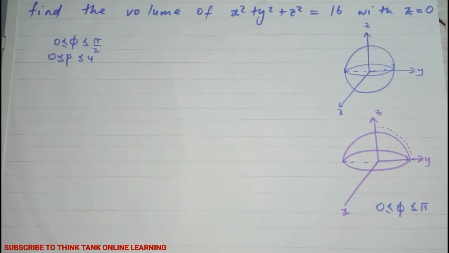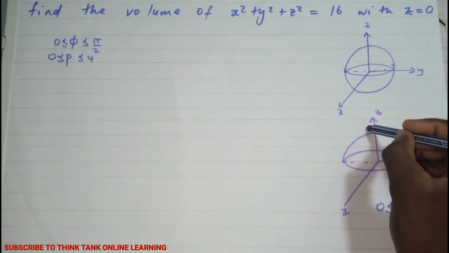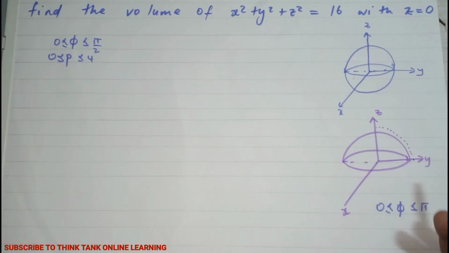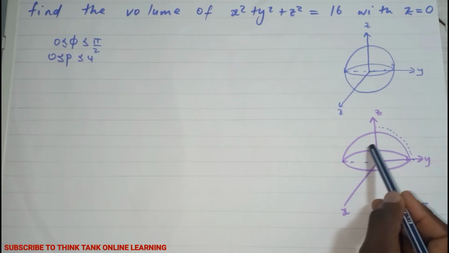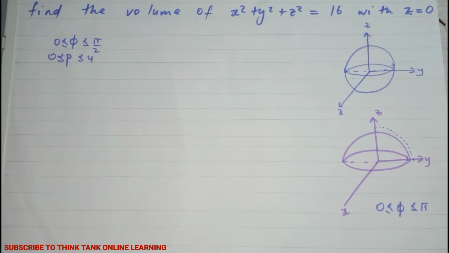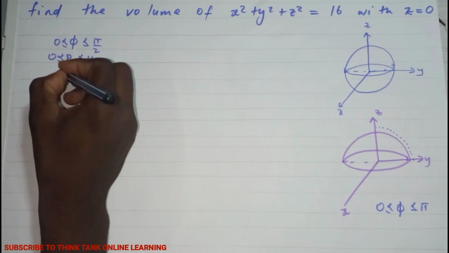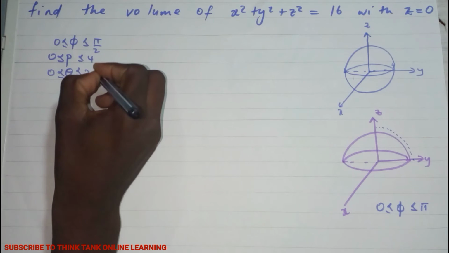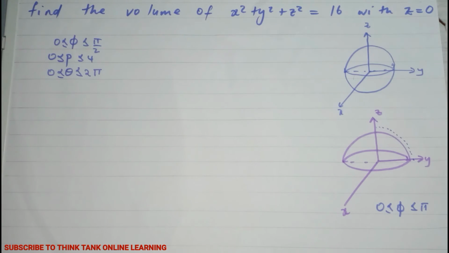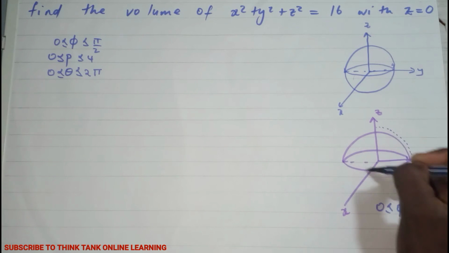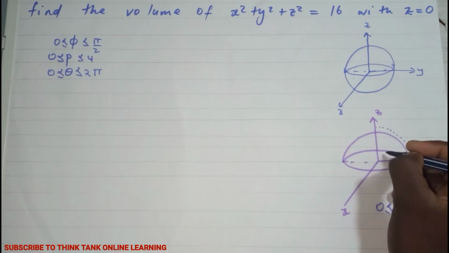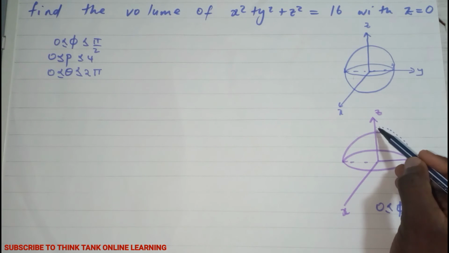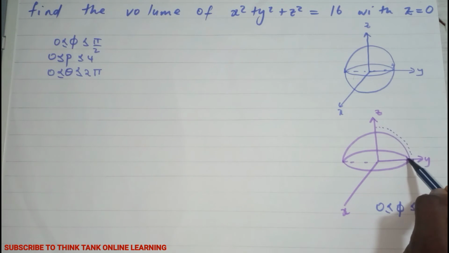Now what about theta? Theta is the angle that rotates right around the z-axis to cover the region. So as you can see, theta ranges from 0 to 2 pi. And we don't have a radius in spherical coordinates; it's just rho. So this is for theta, the angle that rotates right around the axis. But phi is the angle that rotates from the positive z-axis to cover the region.